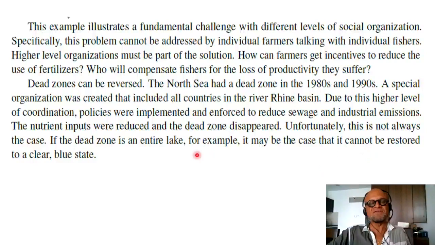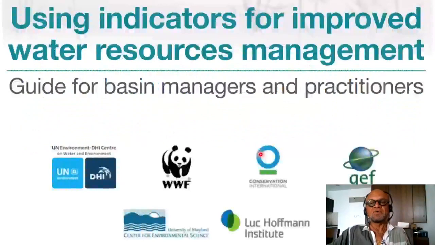Unfortunately, this is not always the case. If the dead zone is an entire lake, for example, it may be the case that it cannot be restored to a clear blue state. Lake Victoria went so far down the pollution route that many of the fish simply disappeared. But new rules, regulations and agreements actually did make a difference, and many of the fish have come back, but it's not at the original state before, let's say, in the 19th or early 20th century. Okay, so let's leave that there.